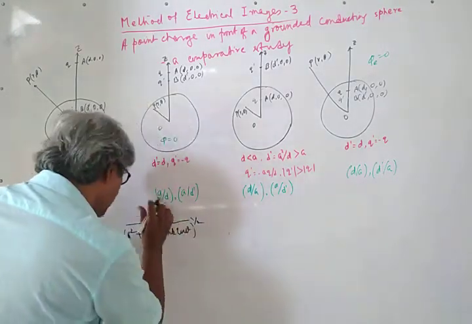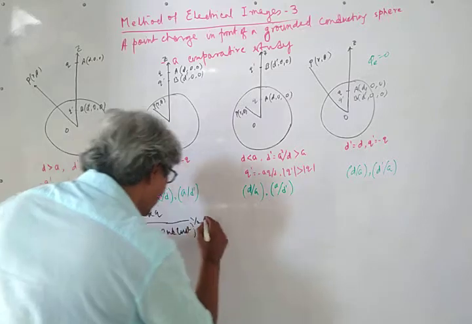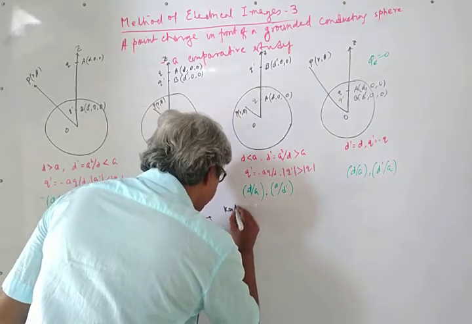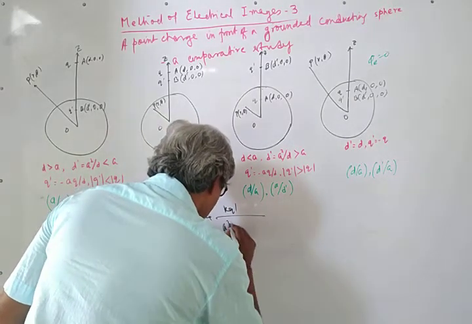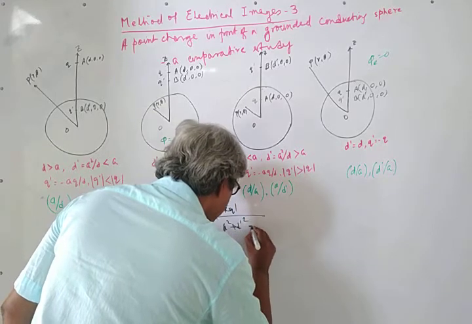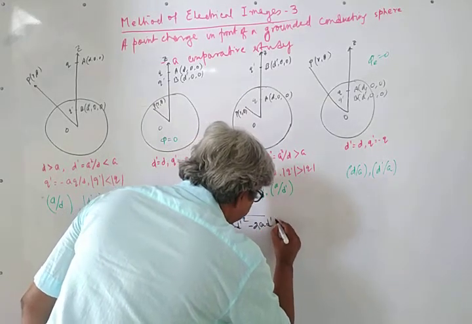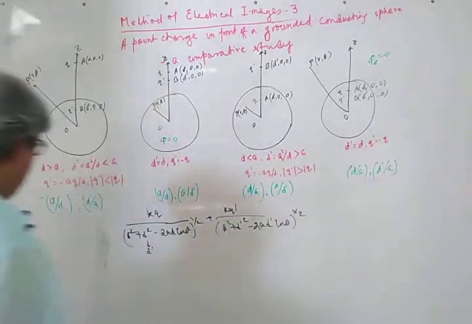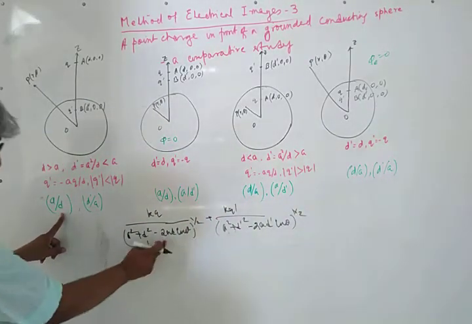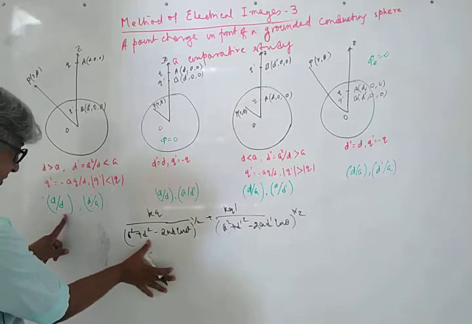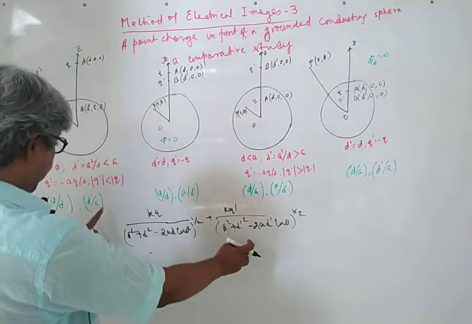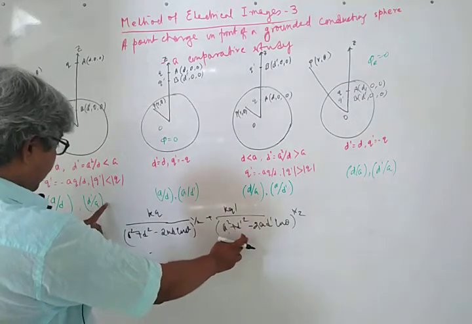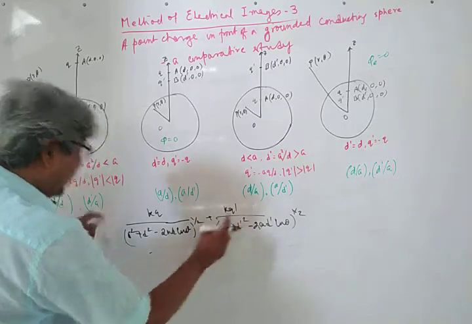For this appears as kq and this appears as kq prime, a square plus d prime square minus twice a d prime cos theta to the power half. So this term should be expanded in power series of a by d, and this term should be expanded in power series of d prime by a.